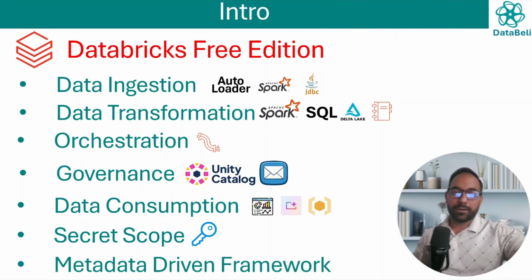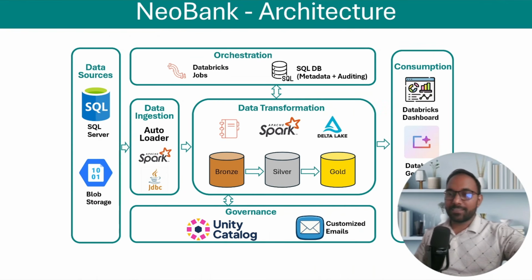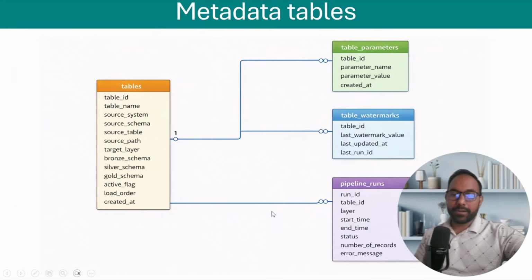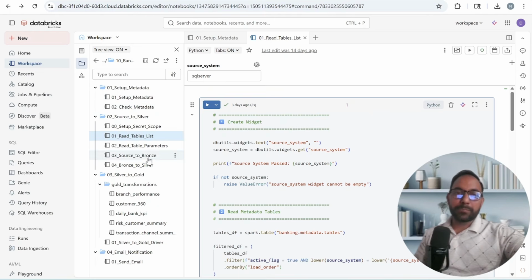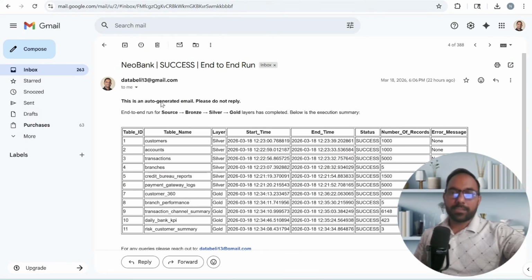will be metadata driven. First of all, we will go through the business use case, then we will understand its architecture, then we will understand the source tables, the metadata tables. After that, we will set up our source with these files that I have shared. Then I will explain each and every notebook line by line, where we will first set up our metadata, source to silver ingestion we will do, then gold transformations we will perform. Then this notebook is for email notification. This is the kind of email we will be getting at the end.